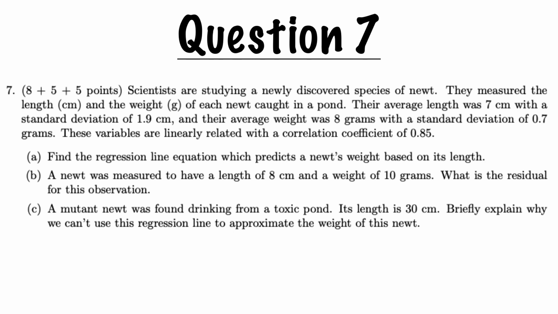A. Find the regression line equation which predicts a newt's weight based on its length. B. A newt was measured to have length of 8 centimeters and weight of 10 grams. What is the residual for this observation? And C. A mutant newt was found drinking from a toxic pond. Its length is 30 centimeters. Briefly explain why we can't use this regression line to approximate the weight of this newt.